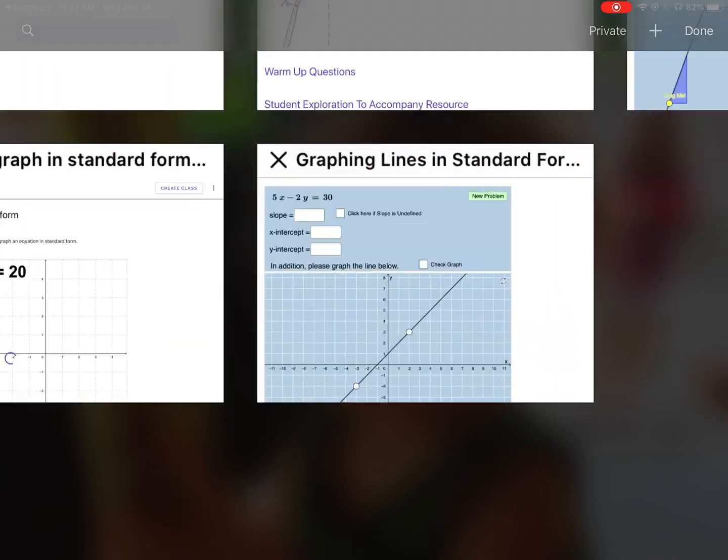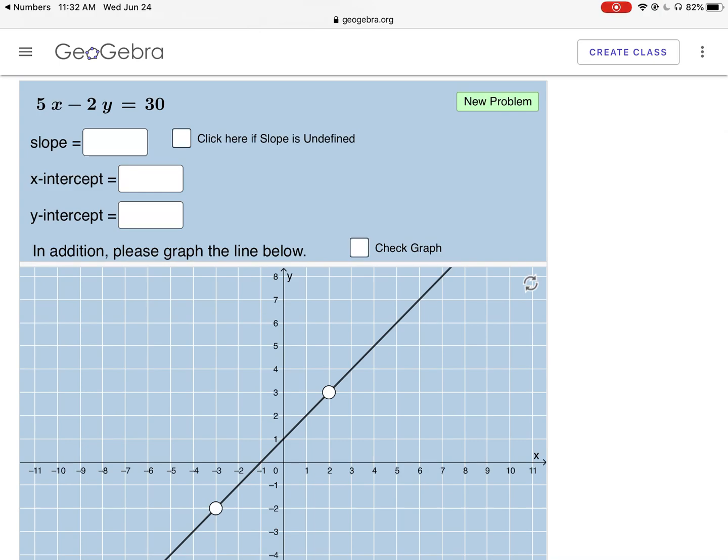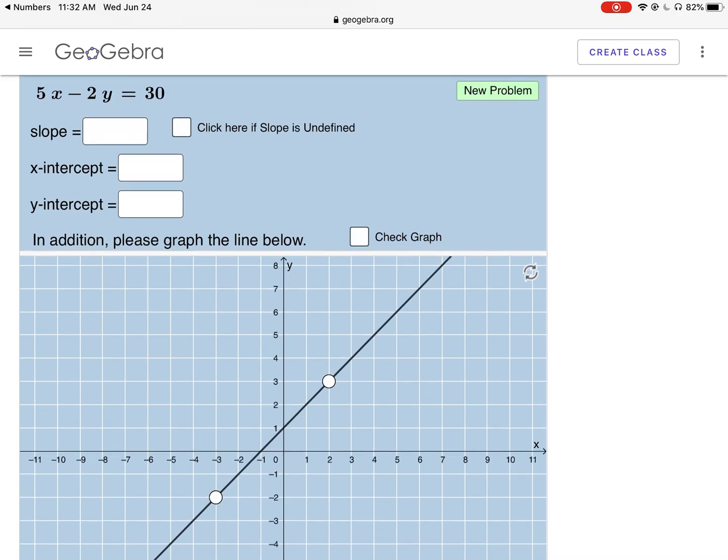All right, so here the equation is 5x minus 2y equals 30. You notice we have a box for slope, a box for x-intercept, a box for y-intercept, okay? And then we have the graph below. My suggestion would be find your x and your y-intercepts first. It'll tell you if you've done it correctly or not, and then you can move the white points that are on the line here to the proper locations for the x-intercept and y-intercept, and check the box check graph to see whether you're correct or not, okay?